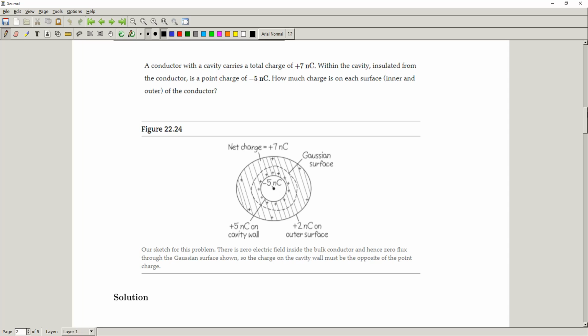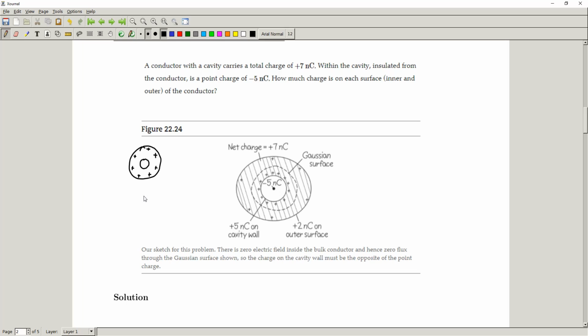They only have one picture drawn here, but we can imagine it like before. Imagine we just had our conductor. I'll draw it here. This is the outer surface of our conductor, and this is the inner surface. Let's say we started off with no charge in the center, and this thing had a net charge of plus 7 nanocoulombs. I'll take each plus to be 1 nanocoulomb. So we'd have 7 pluses along the outside. Now we plop a point charge of minus 5 nanocoulombs in the center.